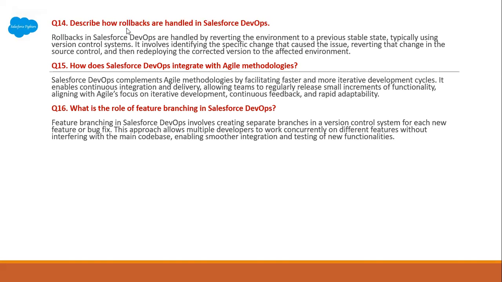Next question. Describe how rollbacks are handled in Salesforce DevOps. Rollbacks in Salesforce DevOps are handled by reverting the environment to the previous stable state, typically using the version control system. This involves identifying the specific change that caused the issue, reverting that change in the source control, and then deploying the corrected version to the affected environment.